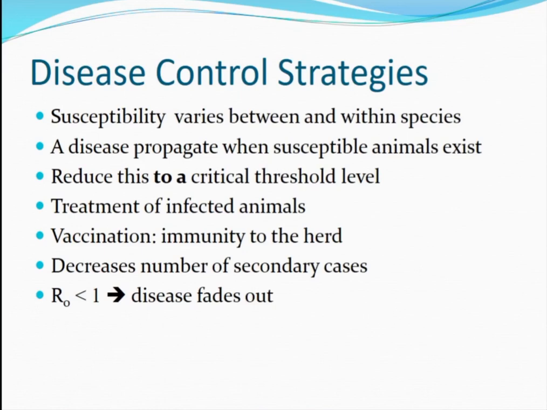Now this can be by immunization, by treatment of infected animals, or by controlling the number of secondary cases. Secondary cases are those cases that have contracted infection through contact from a primary or an index case. All these factors will help in bringing down the basic reproduction rate of the disease, that is the R0 value, to less than 1, and that means the disease is contained and will eventually die out in the population.